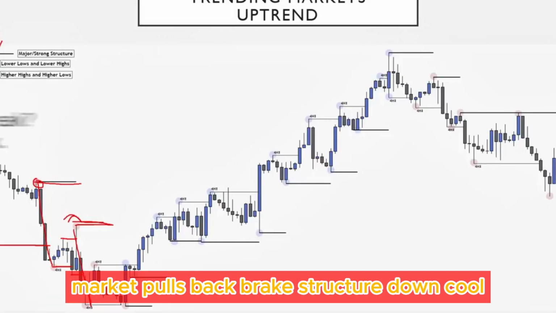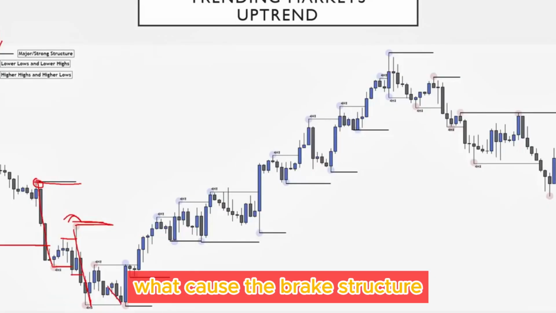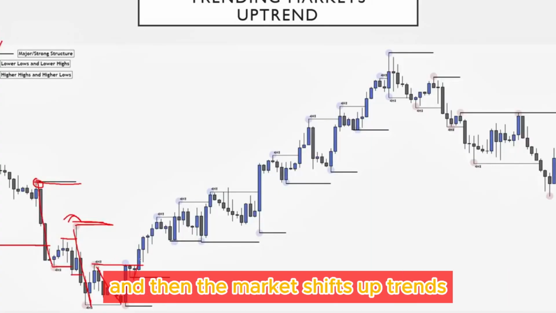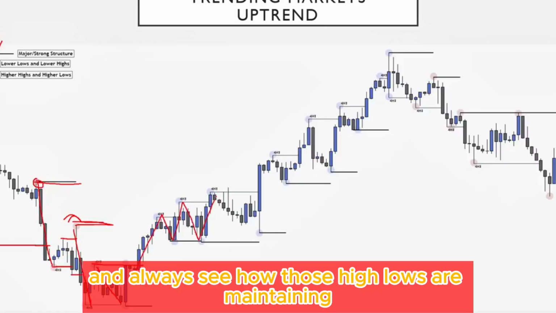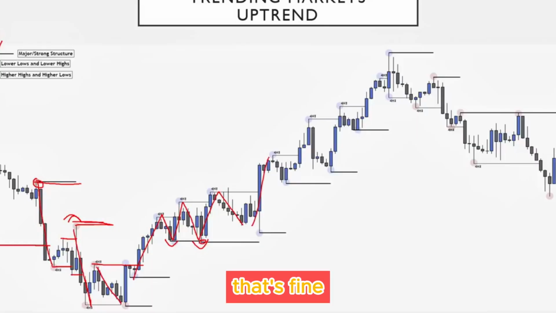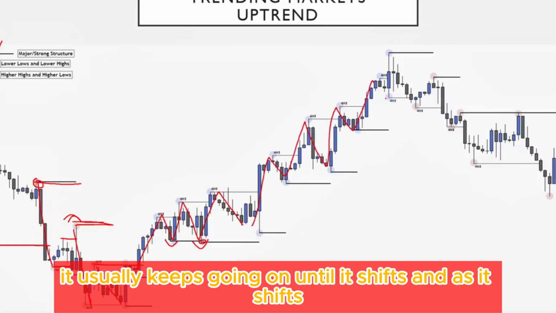The market pulls back, breaks structure down. Cool. What caused the break of structure? Track it back, it is this guy. This guy comes in and breaks. So all that we have right now is a trend change, and then the market shifts to an uptrend. Okay. And always see how those higher lows are maintaining. Sometimes it can wick by a little bit or maybe form equals. That's fine. It usually keeps going on until it shifts.